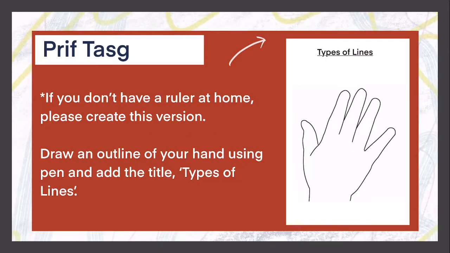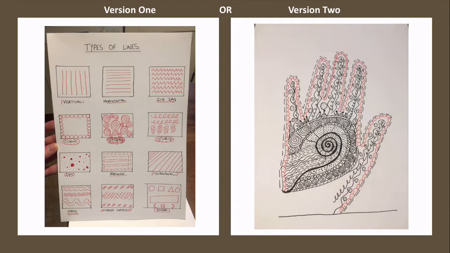So this is the second version of the task, if you don't have a ruler or you just like to do this version instead. And what I'd like you to do is draw an outline of your hand using a pen and add the title types of lines, exactly like version 1, but you're just not using the boxes, you're using your hand instead. If you've decided to do the box version, what I'd like you to do inside these boxes is practice as many different line techniques as you can. So you can refer back to this video when I told you about maybe the random hatching, the scumbling, or the contour hatching. And what I'd like you to do is draw in those boxes and then label them underneath.